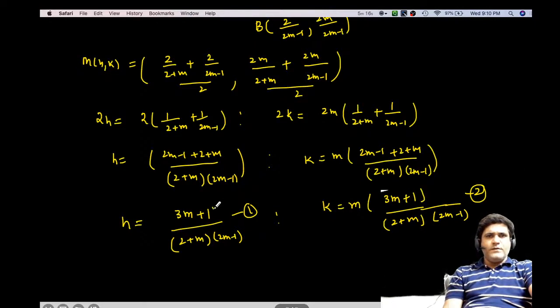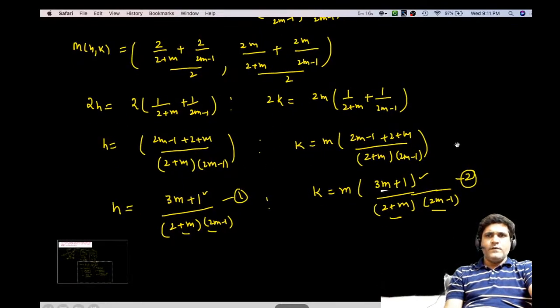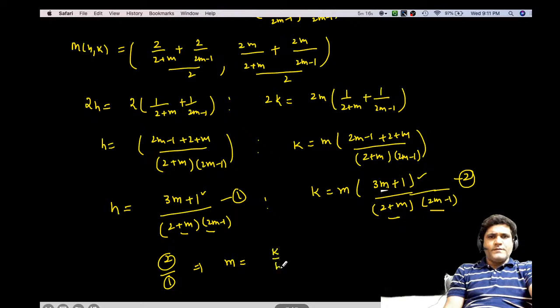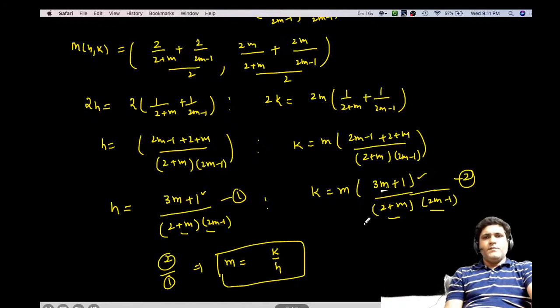If you observe, this 3m plus 1 is common, 2 plus m common, 2m minus 1 2m minus 1 common. So if you divide 2 by 1, then what do you get? This by this is equal to what? This part cancels. m is equal to k by h. So we got m in terms of h comma k. If you divide 2 by 1, this part gets cancelled. You will get m is equal to k by h.